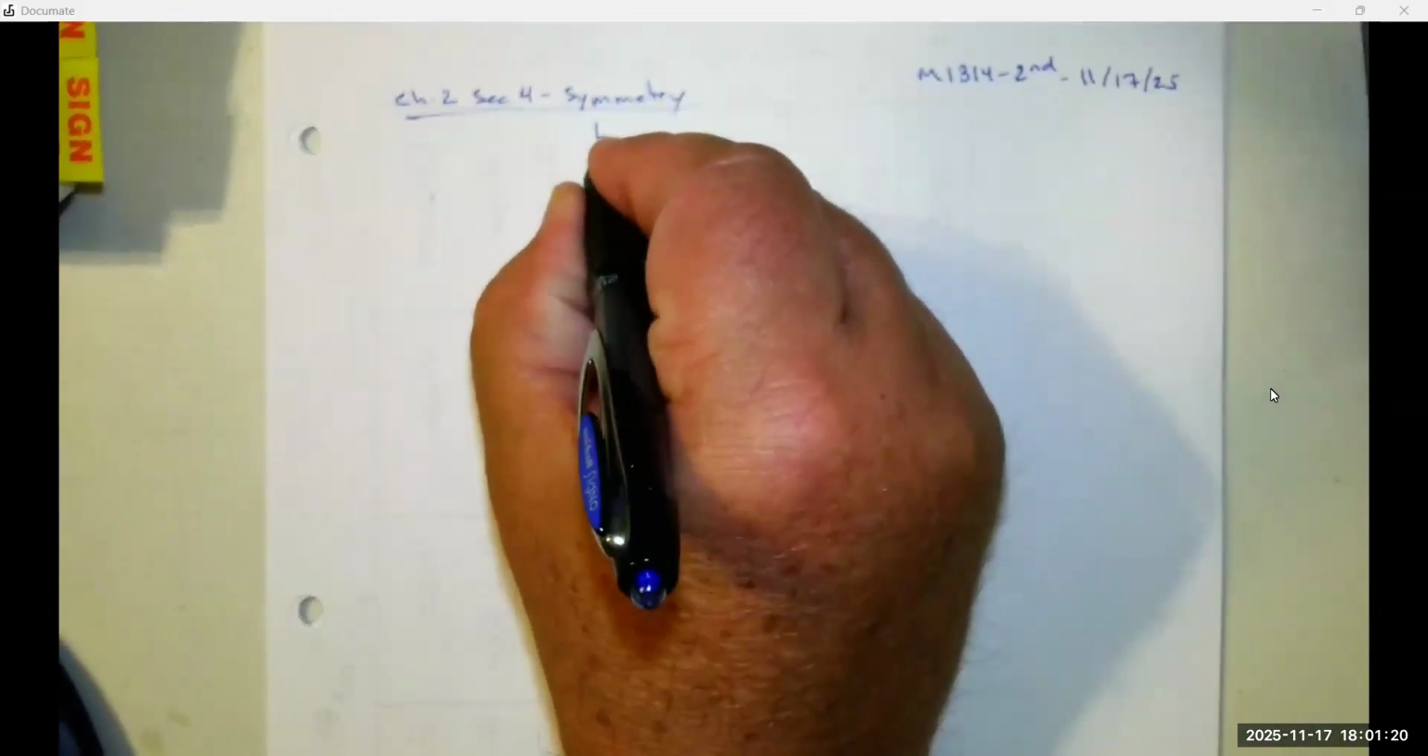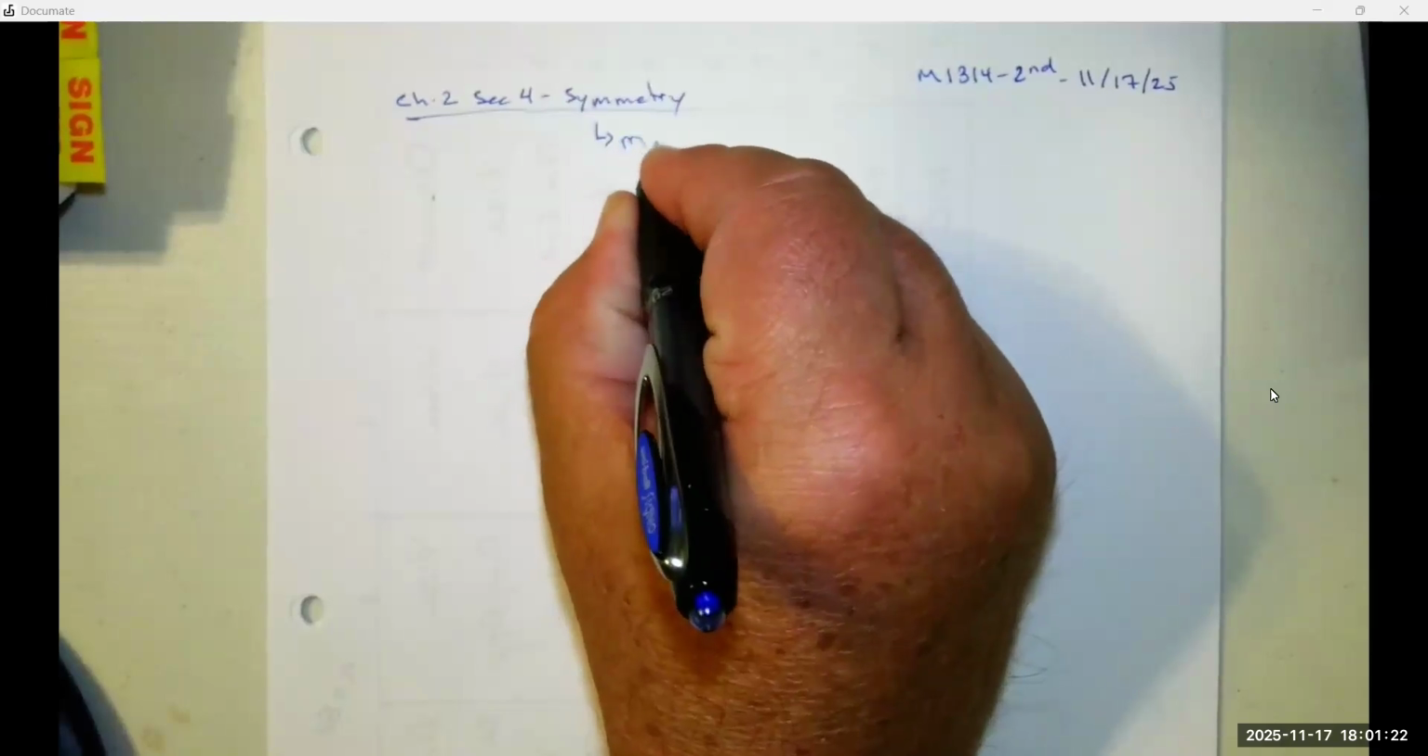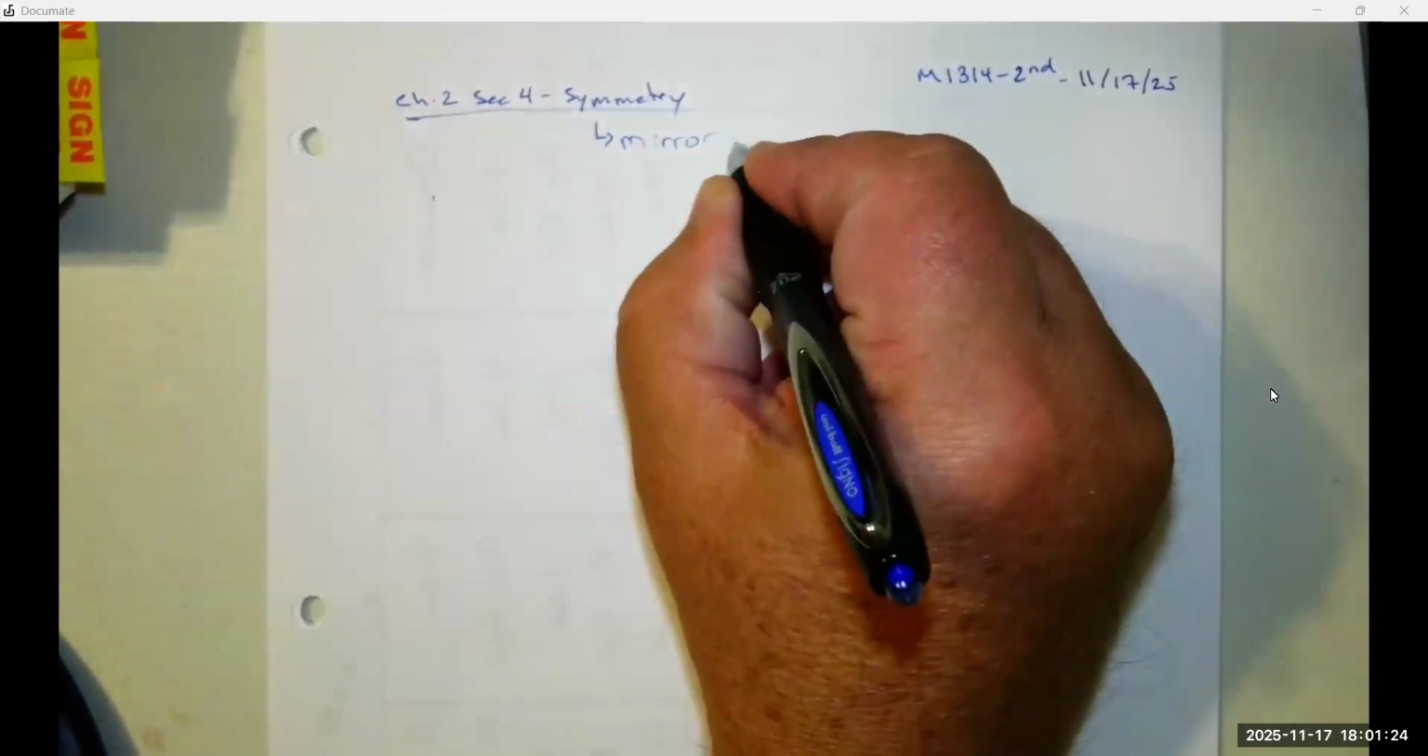We're going to finish up chapter 2 today, and we have two more sections, sections 4 and 5. Now, in section 4, we deal with something called symmetry. Symmetry is simply a mirror image.